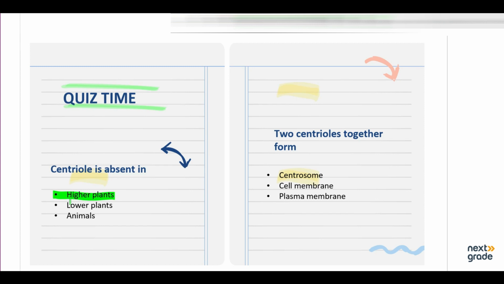The second MCQ for today is: two centrioles together form centrosome, cell membrane, or plasma membrane. We know that two centrioles together form a centrosome. So here centrosome is the correct answer, right? Cell membrane and plasma membrane are not formed by two centrioles together.